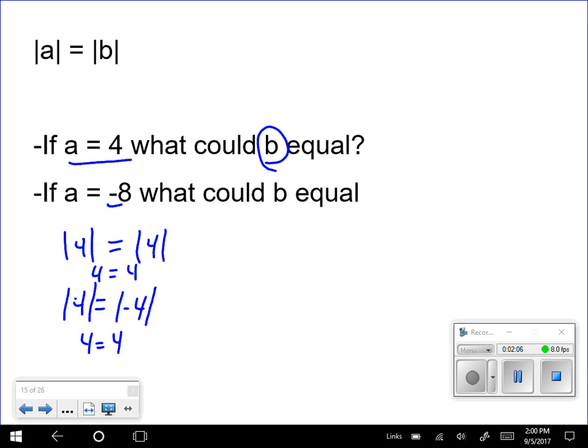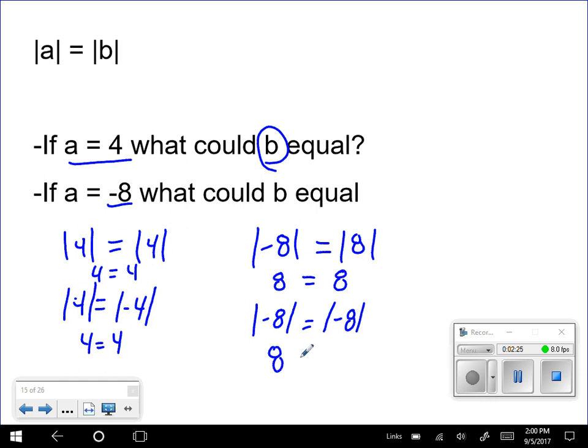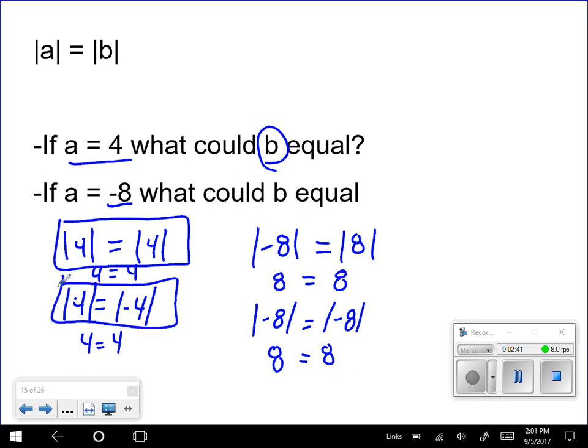So if A was negative 8, would that change anything? The absolute value of negative 8 is 8. Could we have 8 for B? Yeah, because the absolute value of 8 is 8. Could we have negative 8 for B? Absolutely, because 8 is equal to 8. So as you can see here, when we have absolute values on two algebraic expressions that are equal, they're either going to be equal to each other, like we showed here, or they're going to be opposite of each other, like we showed here.